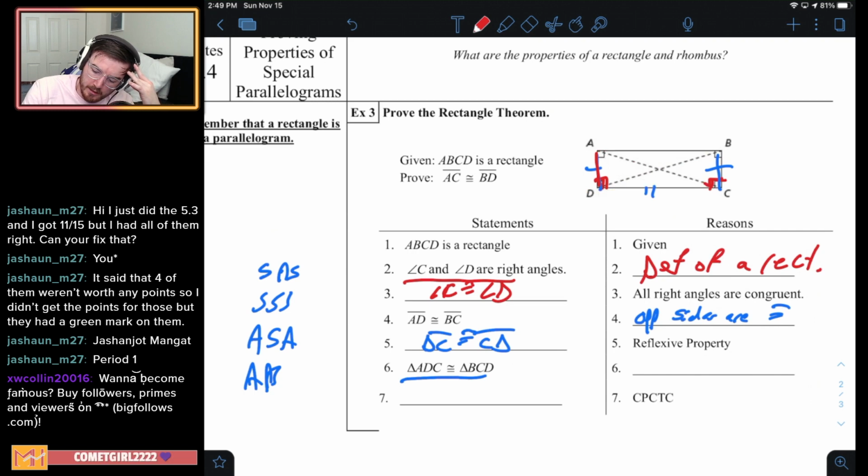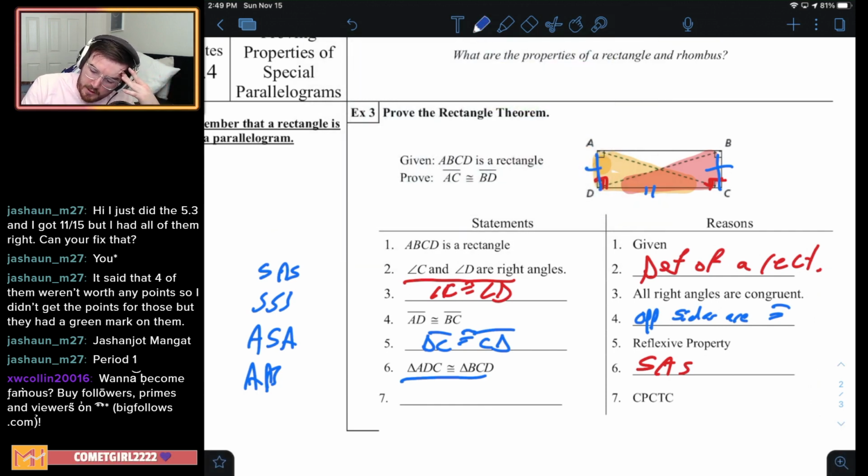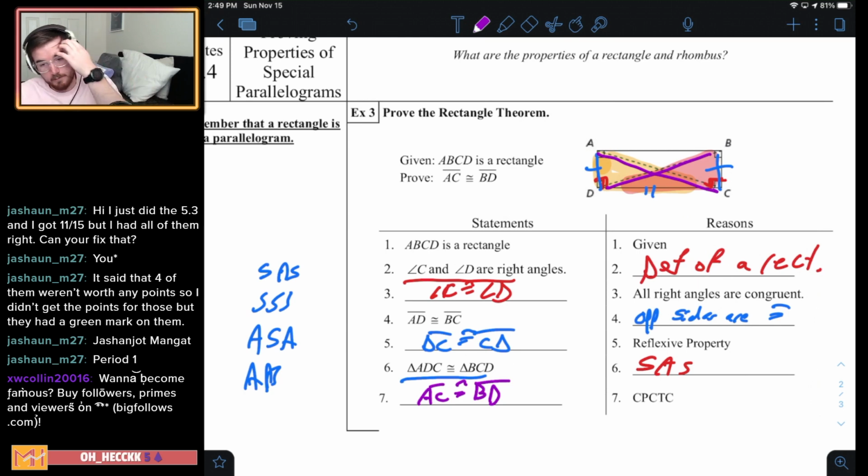Actually, let me switch up the color. Actually, let me fill it in. These triangles are congruent. Yeah? By SAS. And if that's true, if those triangles are congruent, then that means their hypotenuses are congruent to one another. And those hypotenuses are the diagonals. Voila.